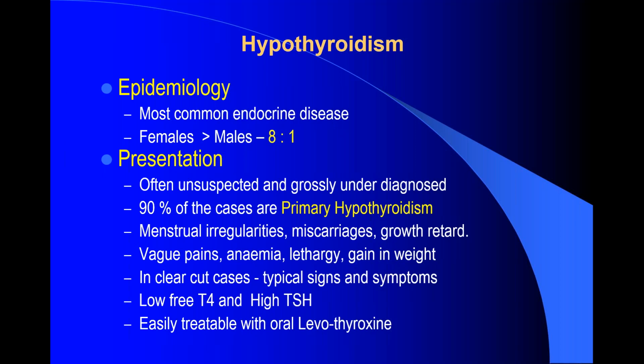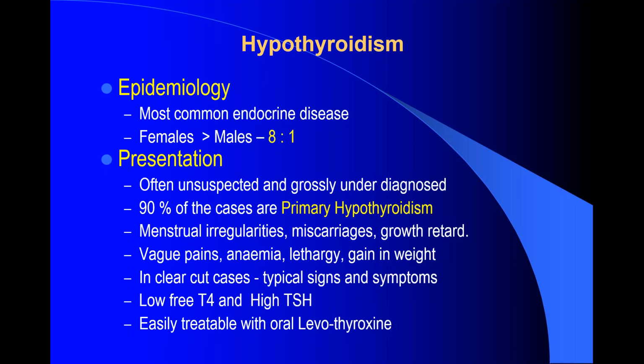Epidemiology wise, this is the most common endocrine disease, and prevalence in females far exceeds males, at a ratio of 8:1. This condition is often unsuspected or grossly underdiagnosed because symptoms are very subtle and non-specific. 90% of cases are primary hypothyroidism.